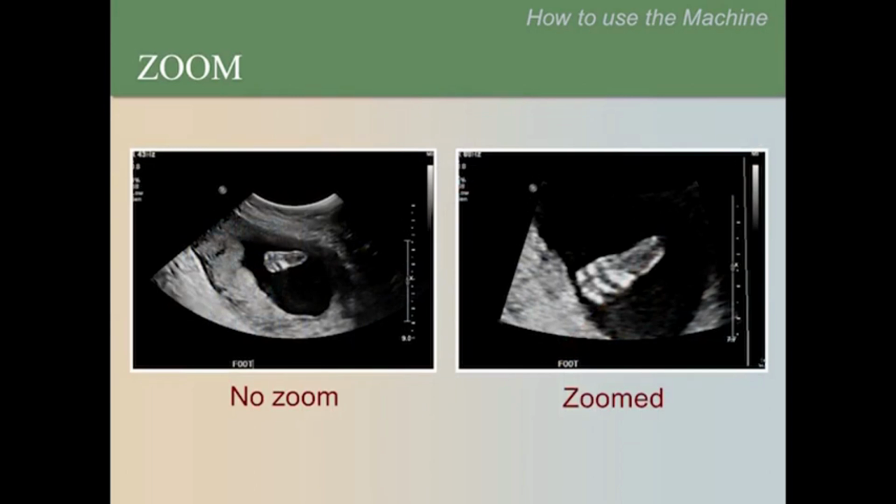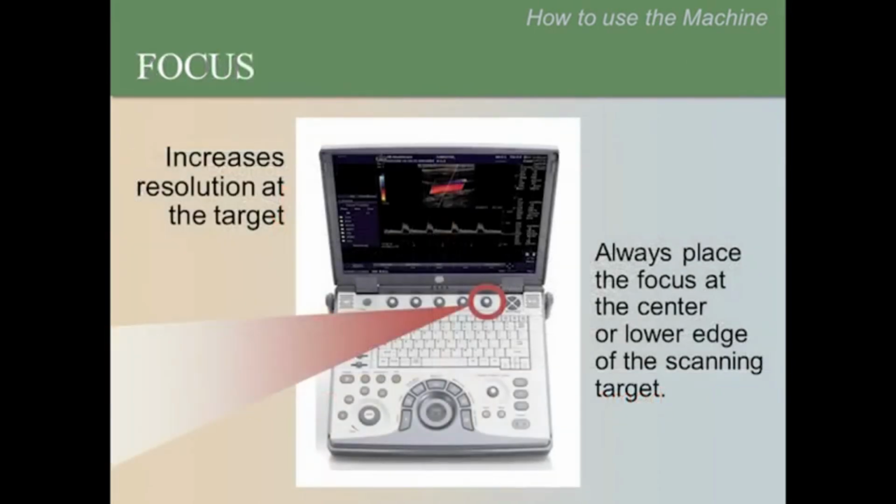This is a view of the bottom of a fetal foot. The image on the left shows the foot, but it is too small. The image on the right shows more detail once it has been zoomed. You can even see individual bones in the toes.